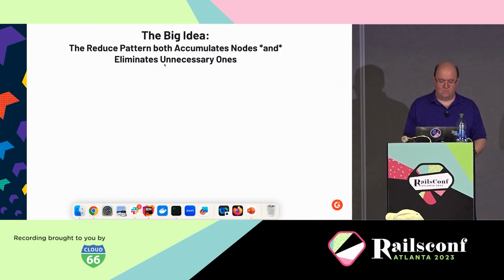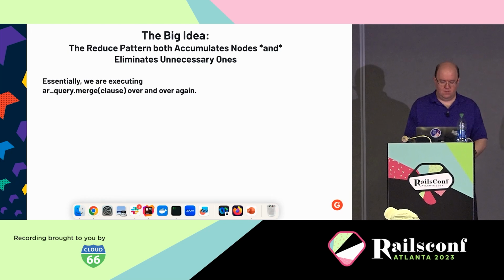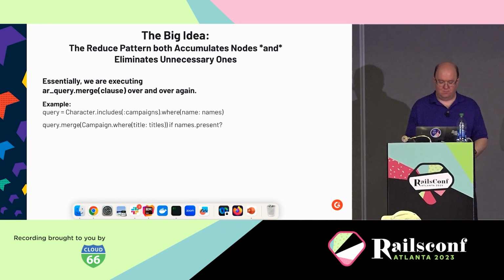The big idea is that the reduce pattern both accumulates nodes and eliminates unnecessary ones. Essentially, we're just executing ActiveRecord query.merge over and over again. Now, we could do a naive implementation of this using conditional branches. We could have two queries. We could then merge if the names are present.